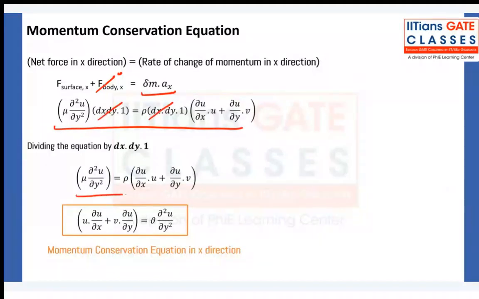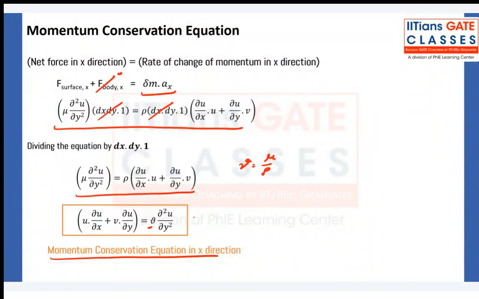Now if I divide by rho, we know nu is equal to mu by rho. So we will get nu del square u by del y square. This is your momentum conservation equation in x direction. Again, of course, I have skipped a few steps and details. But even this derivation is not important. I could have just given you the final result. Okay, chalo. So this is your momentum equation.